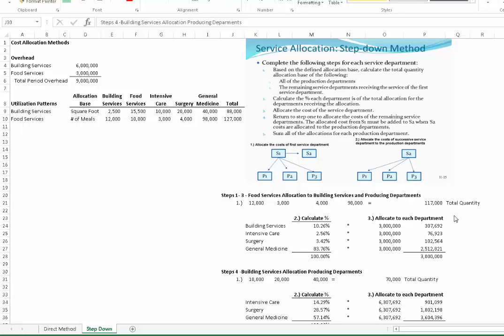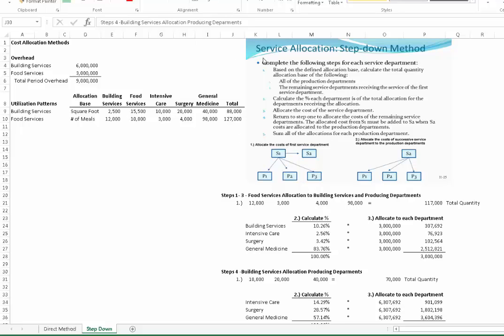Hello class, part 2 of the cost allocation, where we will be looking at the actual step-down method, which is a little bit different in that it understands that the service departments, same information as we had with part 1, actually consume from each other. As far as food services has square footage, they use the services of building services, and building services actually consumes meals from food services. So this is one step in actually helping to understand that relationship.